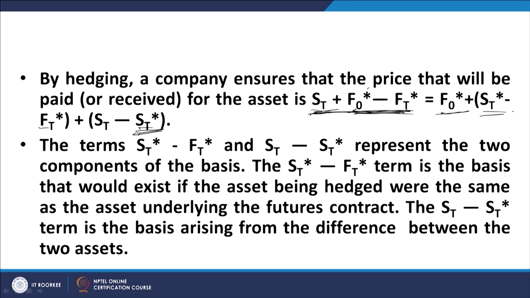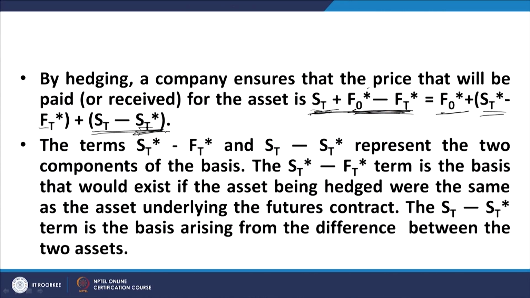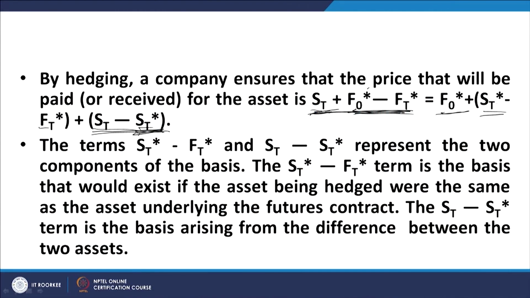This is the basis with respect to the actual asset underlying the futures, which is again different from your asset, and this is the difference which arises due to the difference in spot prices between the asset that you own and the underlying asset of the futures contract. So, this is a term which comes into play because the two assets are different, ST minus ST star.